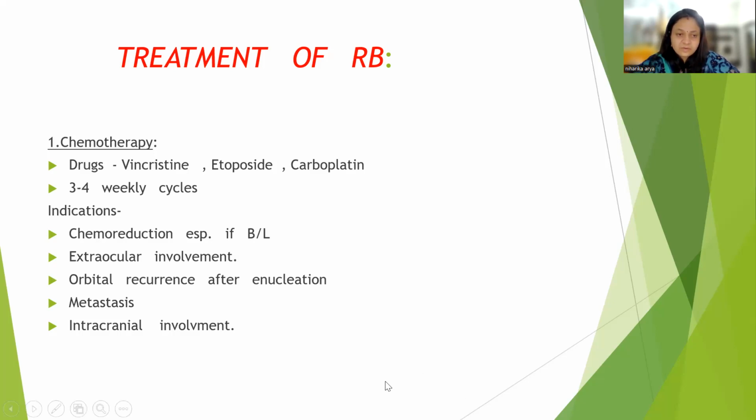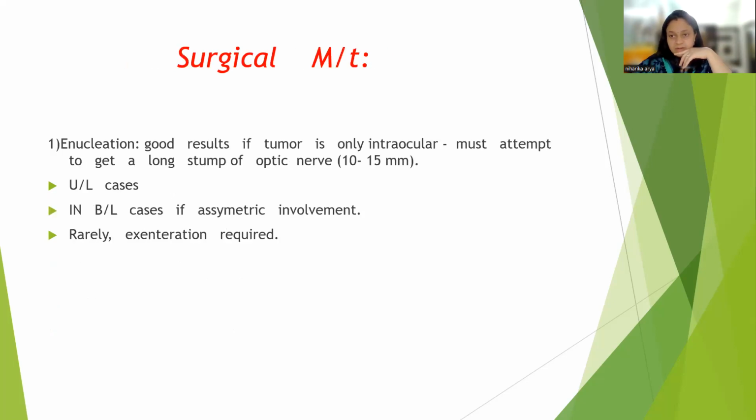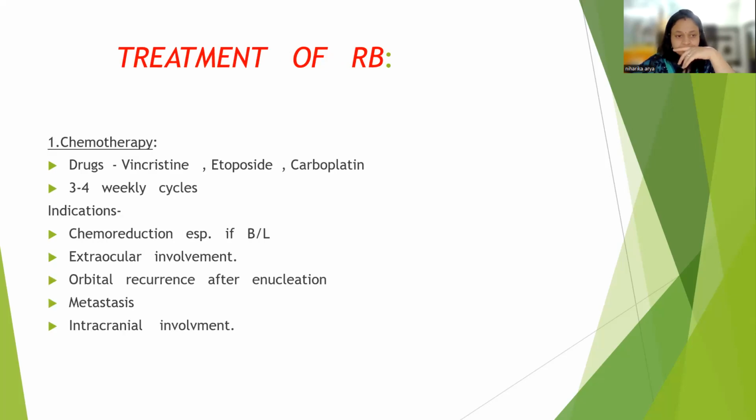The chemotherapy runs in 3 to 4 weekly cycles. The drugs are vincristine, etoposide, and carboplatin. The chemotherapy indications are chemoreduction, especially if the retinoblastoma is bilateral. By chemotherapy we reduce the size of the tumor.